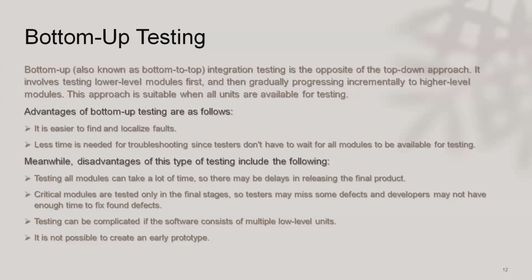Disadvantages are that testing all modules can take a lot of time, so there may be delays in releasing the final product. Critical modules are tested only in the final stages. Testers may miss some defects and developers may not have enough time to fix found defects. Testing can be complicated if the software consists of multiple low-level units. It is not possible to create an early prototype.